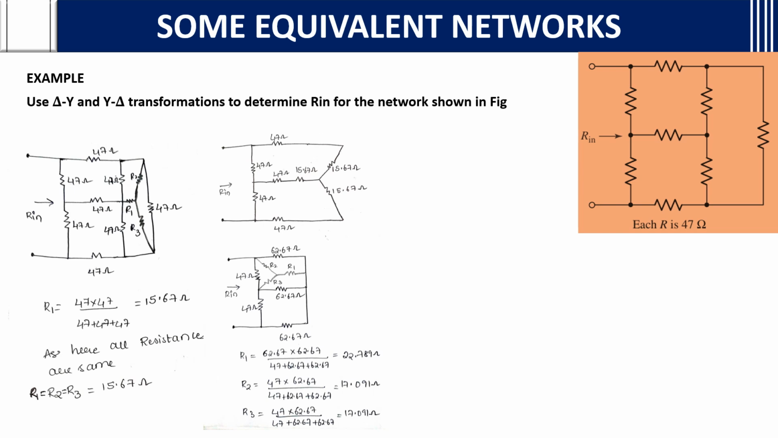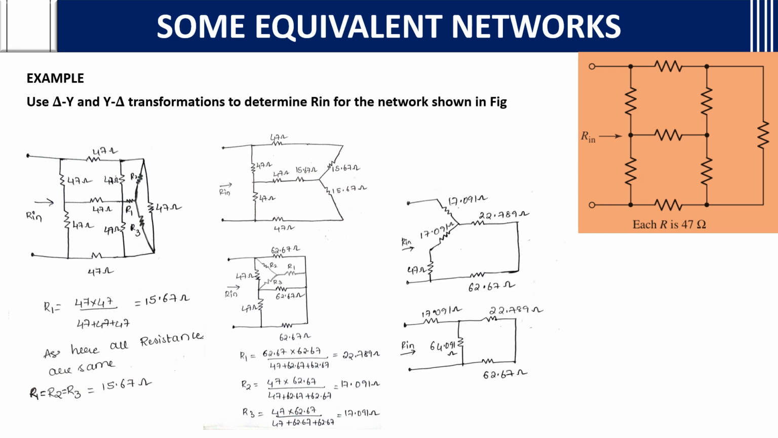Again we need to convert delta to star. For R1, what do we do? We multiply 62.67 into 62.67, divided by the addition of 47 plus 62.67 plus 62.67, and you will get R1. After that, for R2, the adjacent resistances are 47 and 62.67, divided by the total resistance addition, and you will get R2. Then R3 is calculated similarly: multiply the adjacent resistances and divide by the summation of all the resistances. Then the network looks like this.